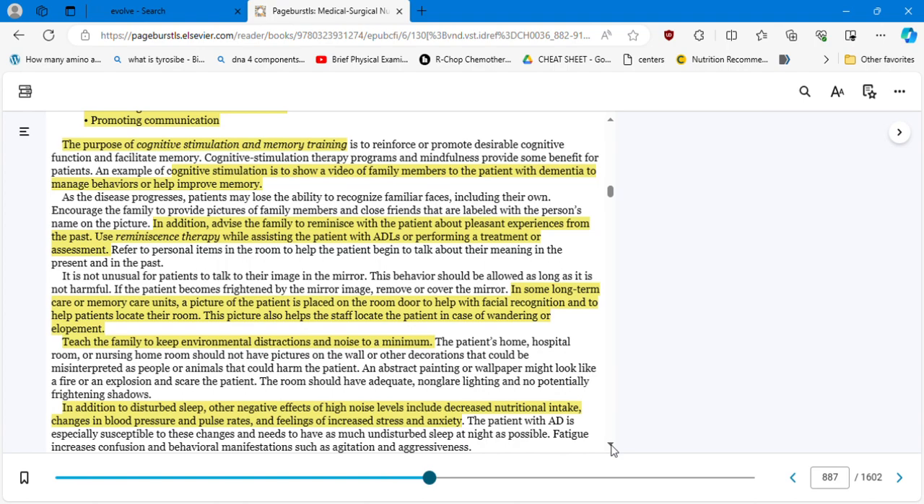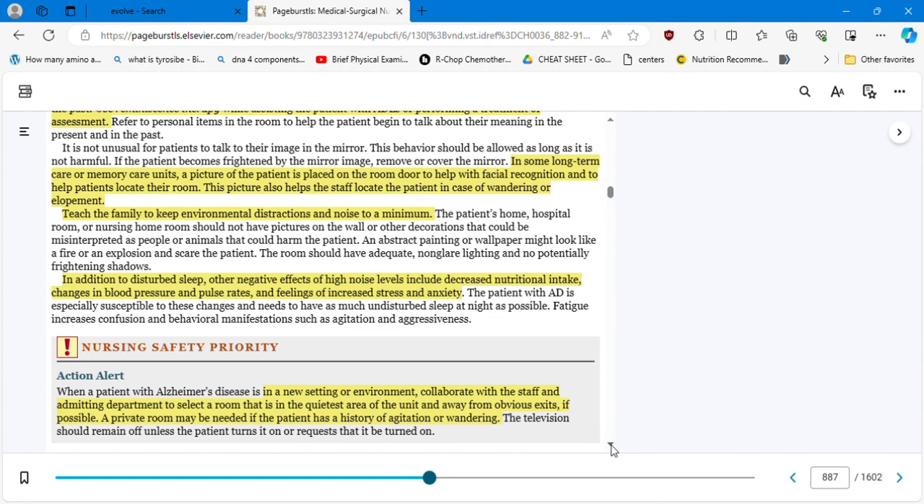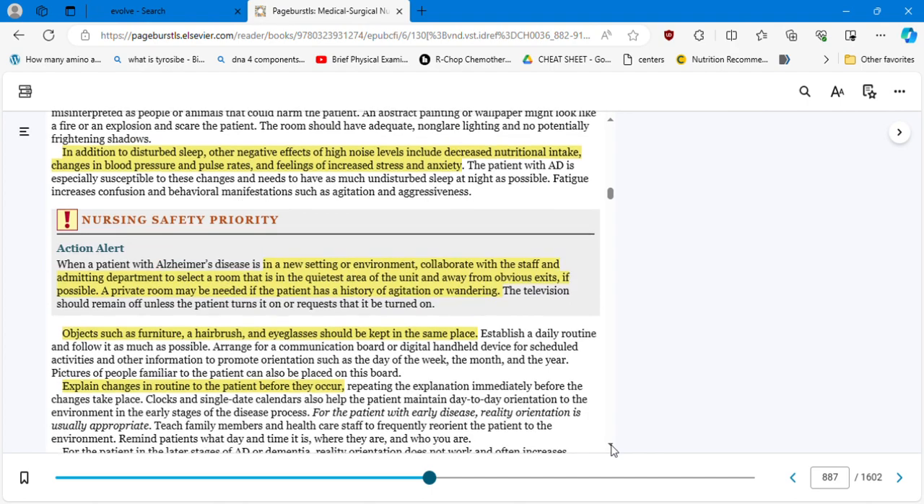Teach the family to keep environmental distraction and noise to a minimum. In addition to disturbed sleep, other negative effects of high noise levels include decreased nutritional intake, changes in blood pressure and pulse rates, and feelings of increased stress and anxiety.